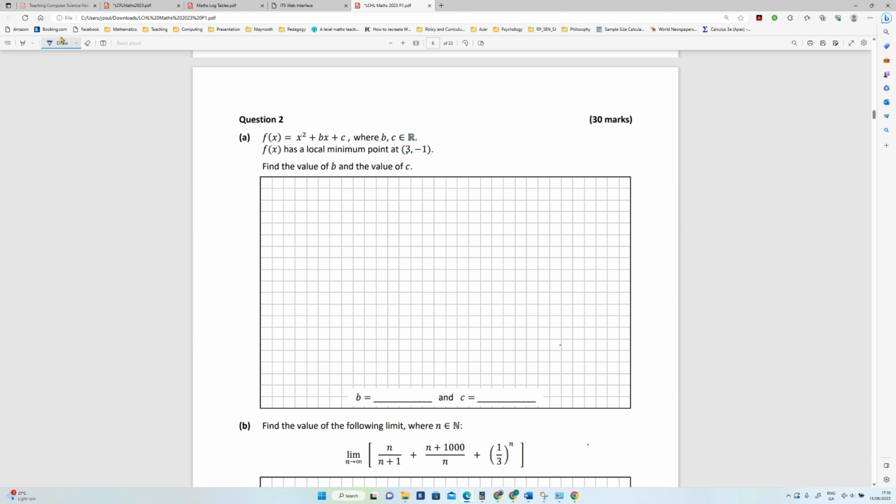Okay, so when I see this, I'm going to differentiate the function. So f of x is x squared plus bx plus c. When I differentiate that, I'm going to get 2x plus b. Right, so c is a constant, so it's gone.